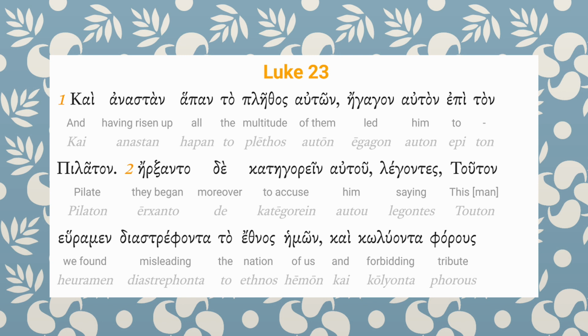So to give you an example to finish with, I'll show you how some of those breathing sounds and accents work. Kai anastan hapan ton plethos auton, agagon auton epi ton pileton. Exanto de categorein autu legontes, tuton herumen diastrephonta to ethnos hemon, kai kolunta forus.